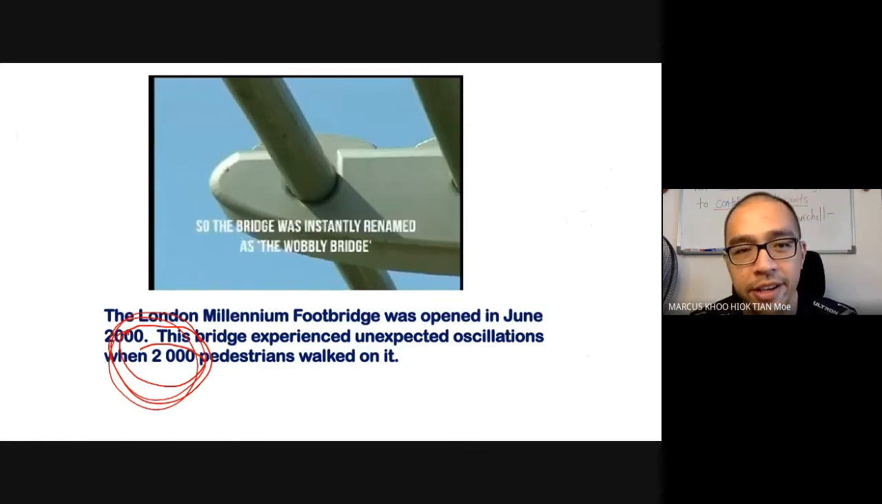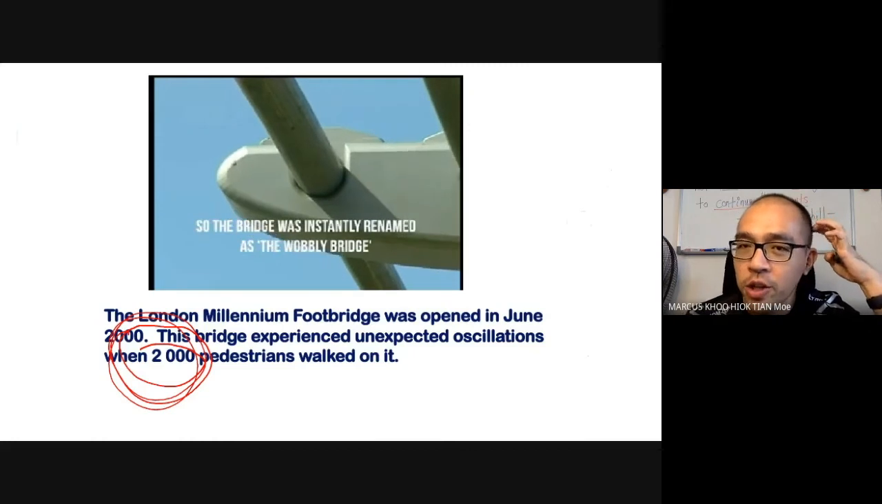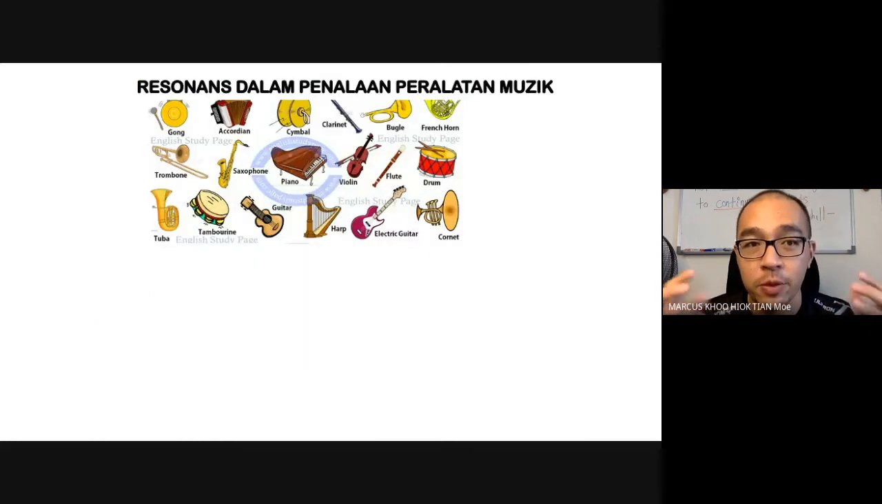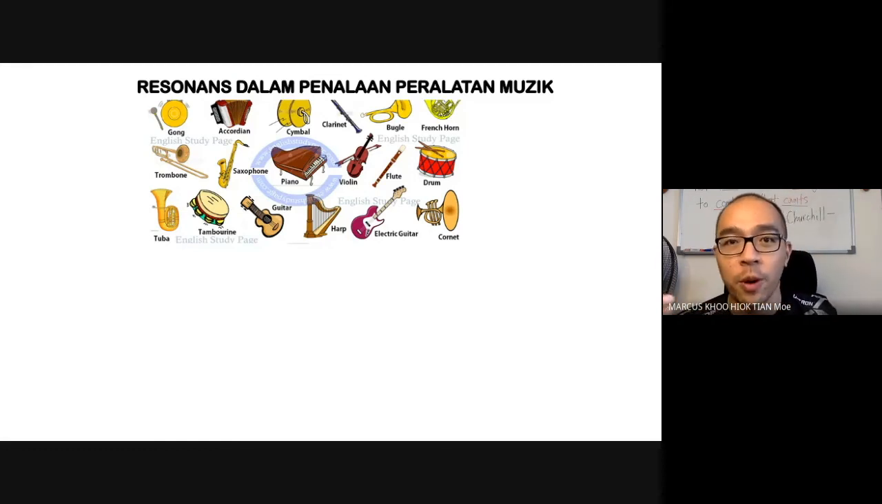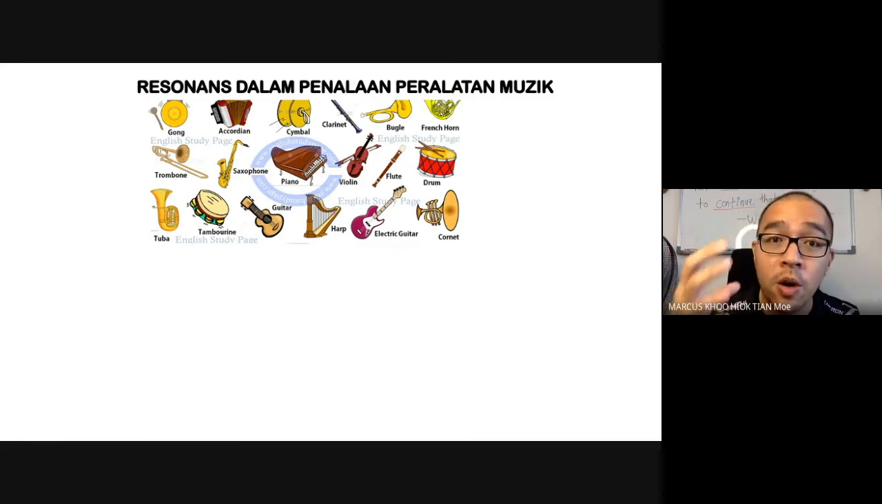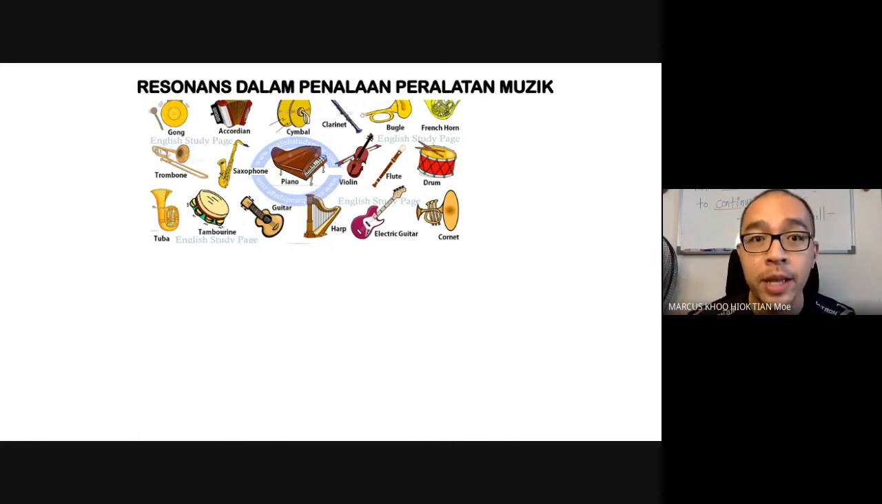It's pretty scary, yeah. If you were walking on a bridge that you think is supposed to be stable, suddenly it starts wobbling and wobbling about. It's pretty scary, but it can happen. If you saw the video just now, there were 2,000 people walking on the bridge at the same time. The movement of the 2,000 people can actually cause it to wobble, because the movement will cause the bridge to vibrate at its natural frequency.